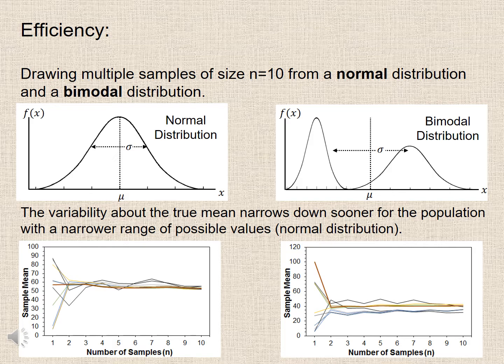We can see the effect that the population variability has on our sampling efficiency by drawing multiple samples of n equals 10 from both a normal distribution and a bimodal distribution. The variability about the true mean narrows down sooner for the population with a narrower range of possible values, which is the normal distribution.